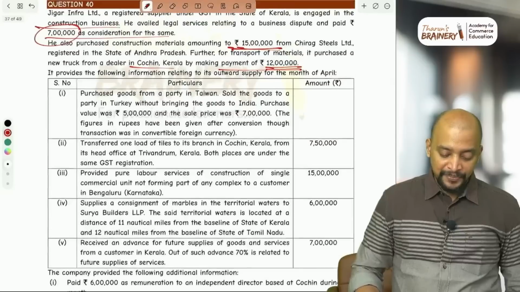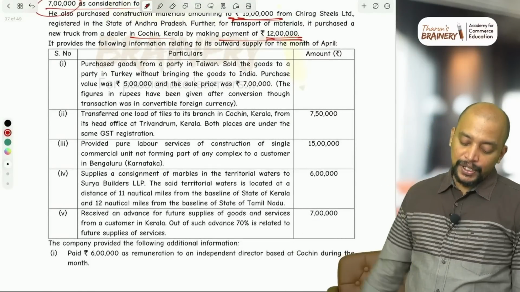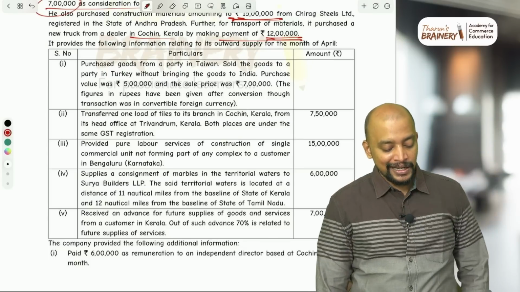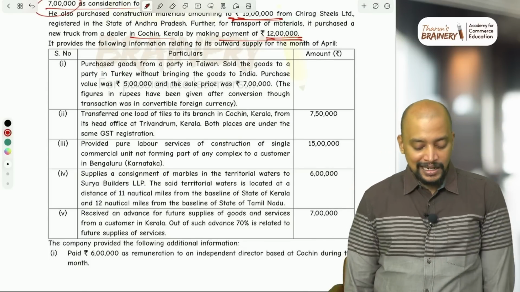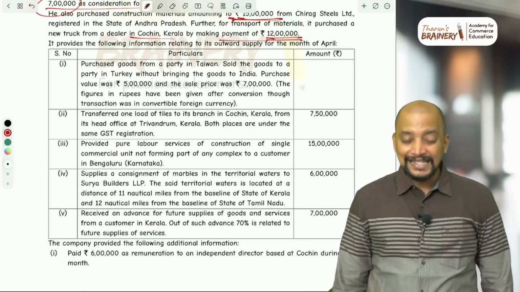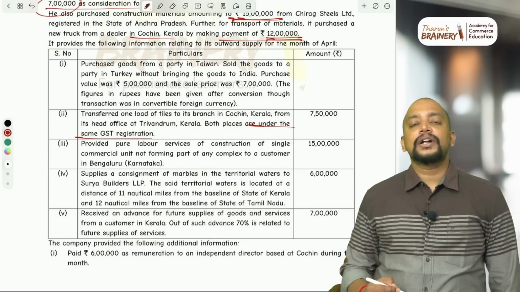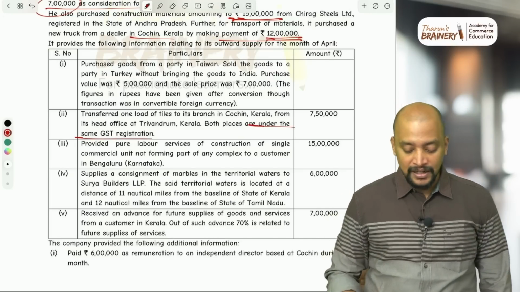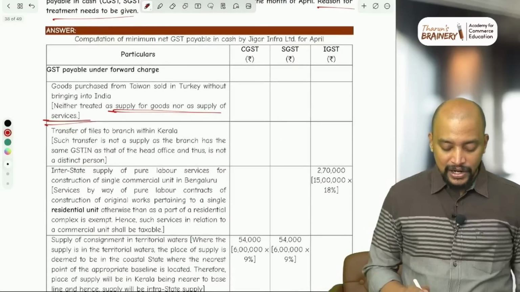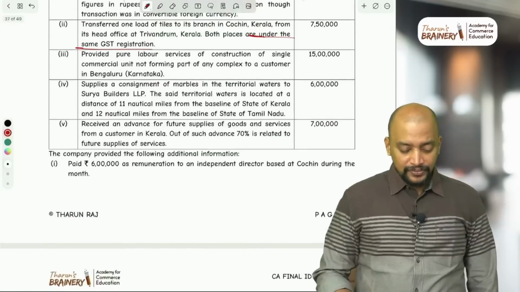So outside the country movement of goods is neither supply of goods nor supply of services, because it is not a supply. Then next one, transferred one load of tiles to its branch in Kochi, Kerala from its head office at Trivandrum, Kerala. Both places are under the same registration. Both are under the same registration means it is not a transaction between distinct persons. Consequently, again, it is not a supply.